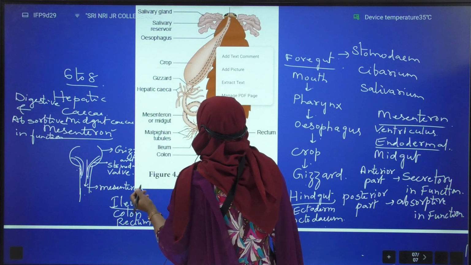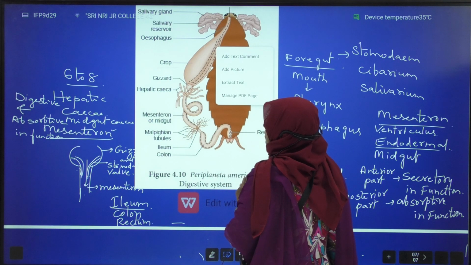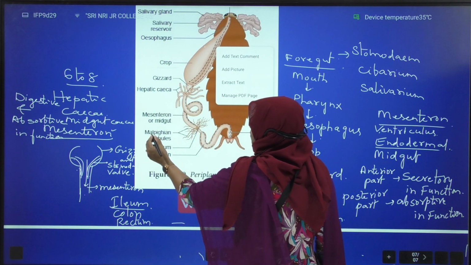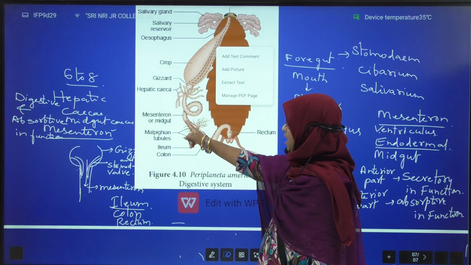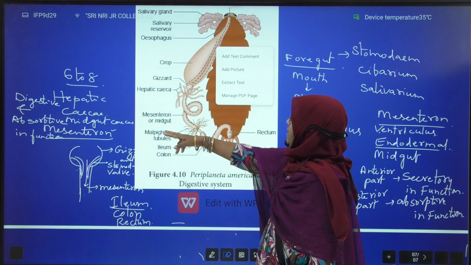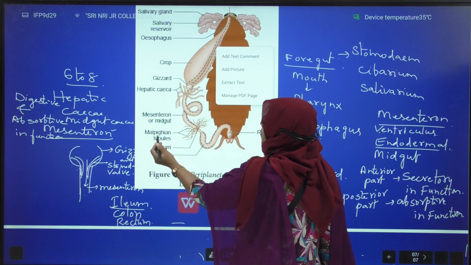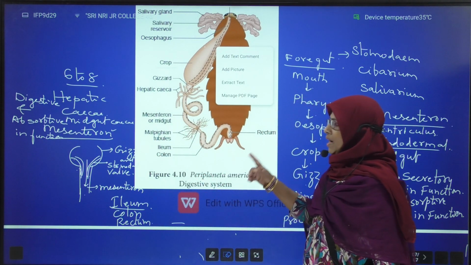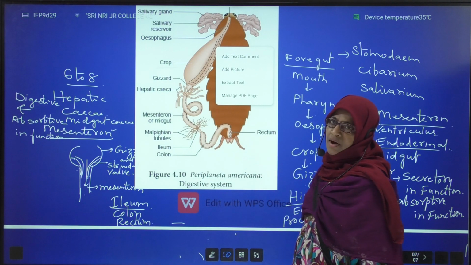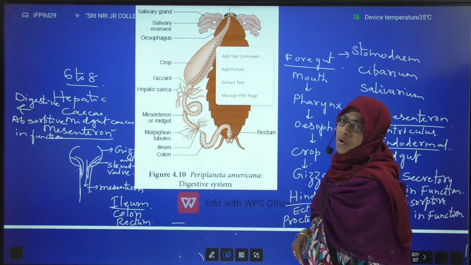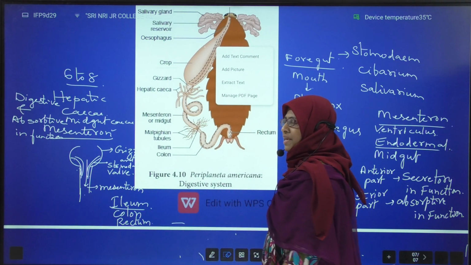Next, at the junction of mesenteron with hindgut, 6 to 8 bundles of yellow colored structures are present. They are called Malpighian tubules. These Malpighian tubules, although associated with the digestive system of the cockroach, have no role in digestion. They are excretory in function.